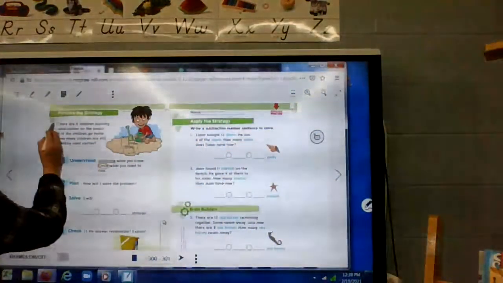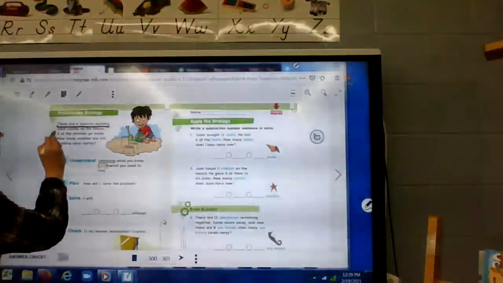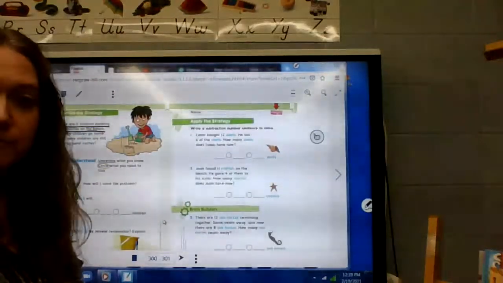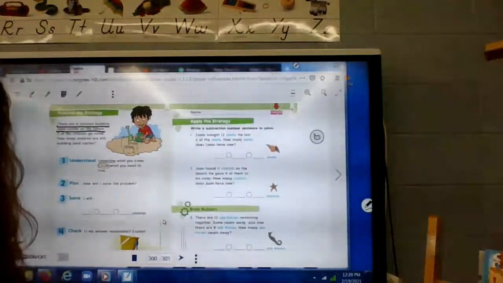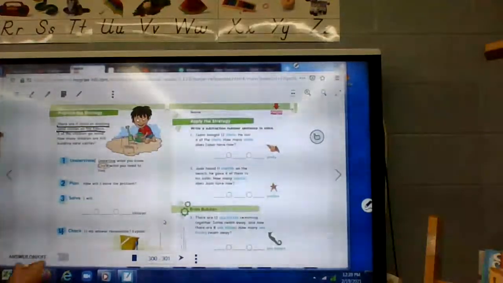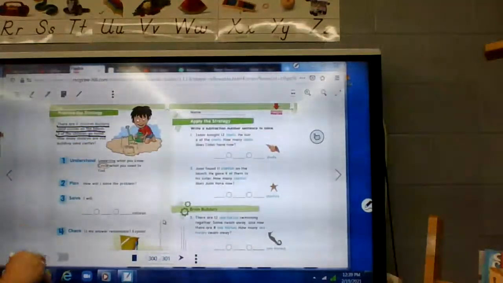We know there are 11 children building sand castles on the beach. They told us that. Okay, so underline that. What else do we know? We know 3 of the children go home.